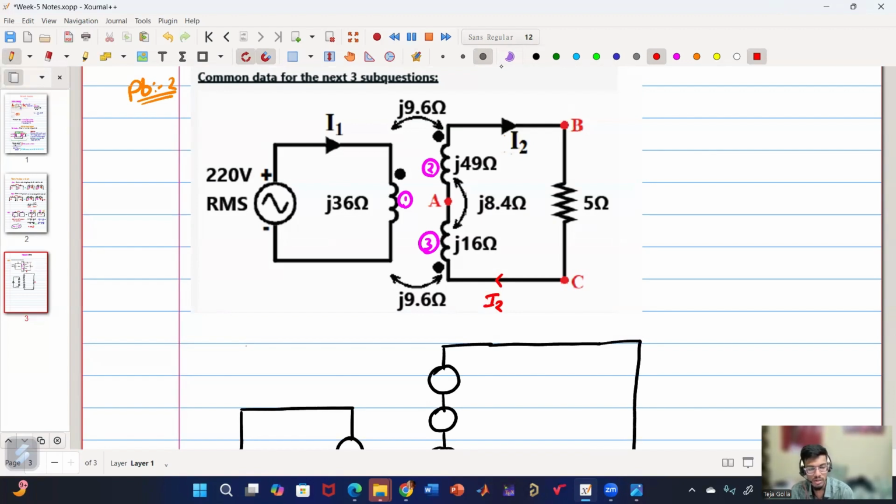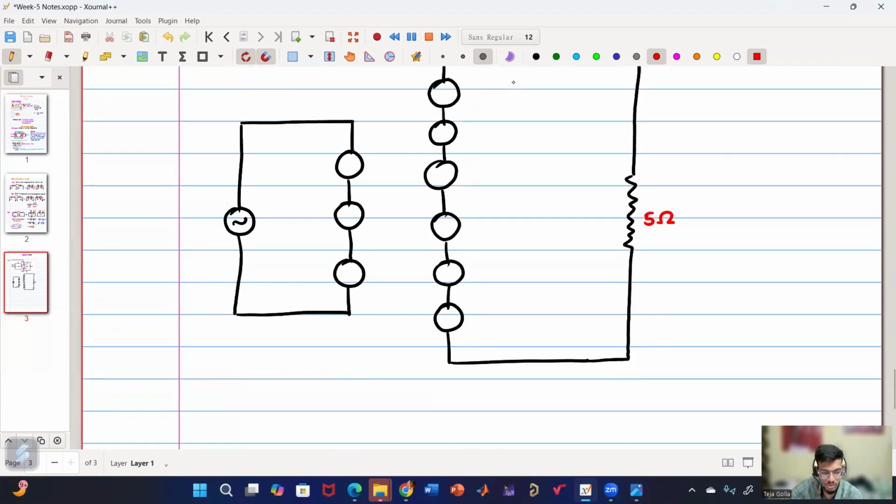So from the symbol, what do you think it is? AC or DC? AC, sir. AC, right? So 220 volt RMS. So let us consider 220 volt angle 0.